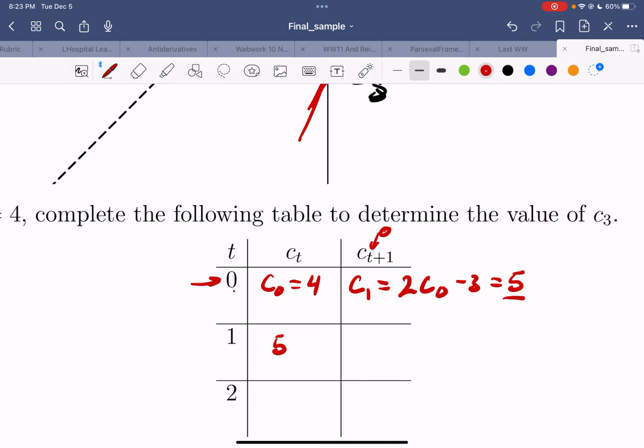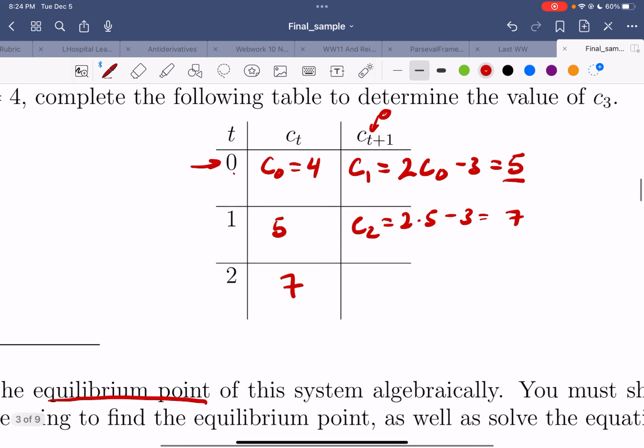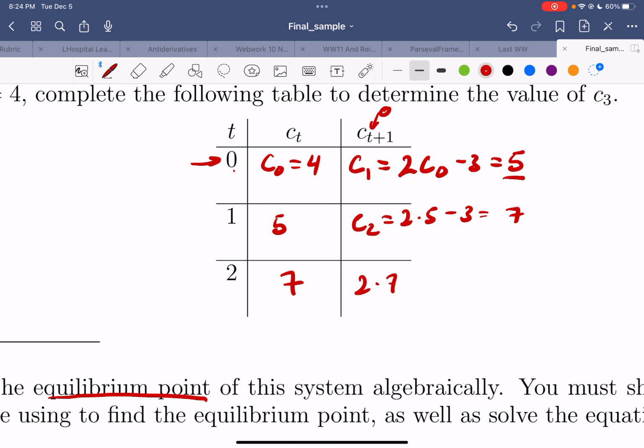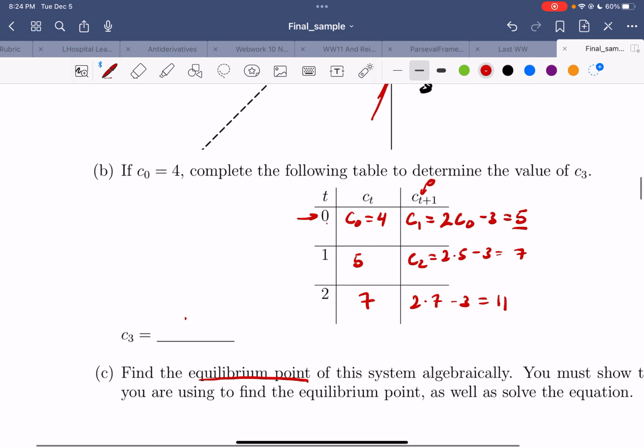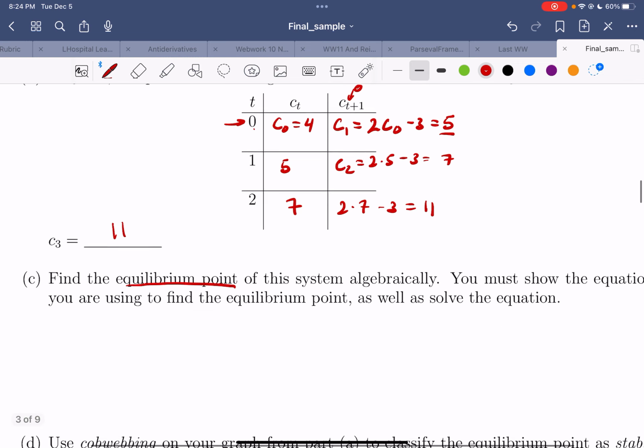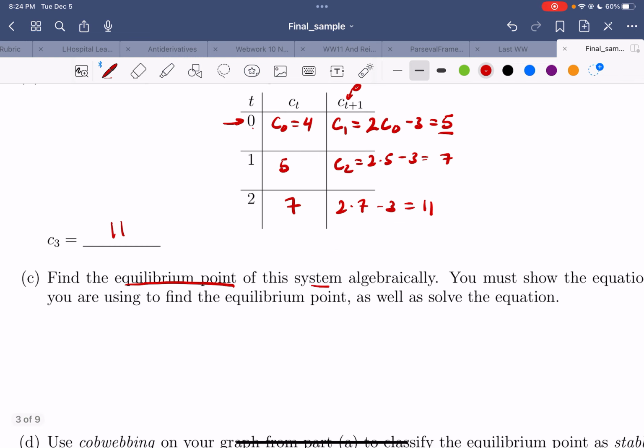We're doing Euler's method, but you don't know that. Okay, so now that's C sub 1. And to get C sub 2, I'm going to do 2 times 5 minus 3. That's 7. So 7 goes here. And to get C sub 3, we're going to do 2 times 7 minus 3. 14 minus 3 is 11. So now we've got C sub 3 is 11. Sweet.